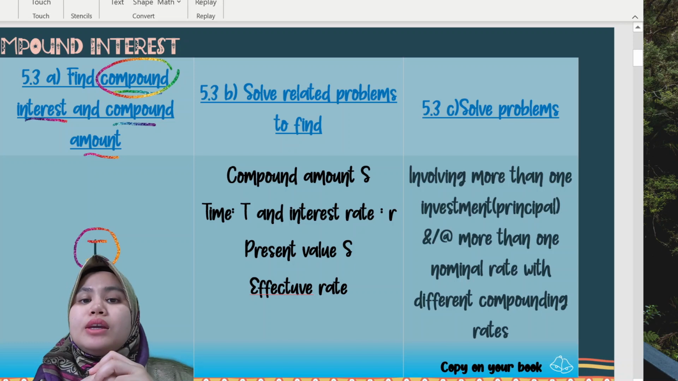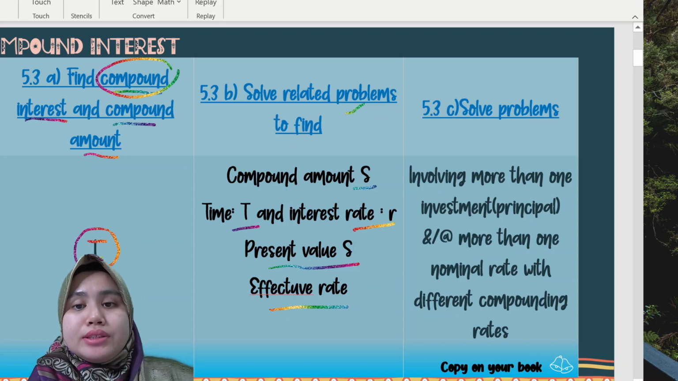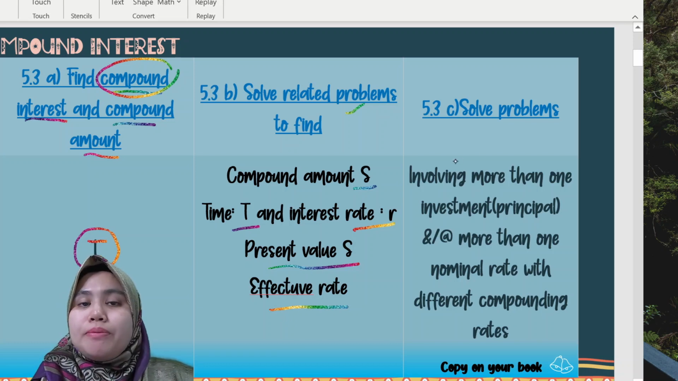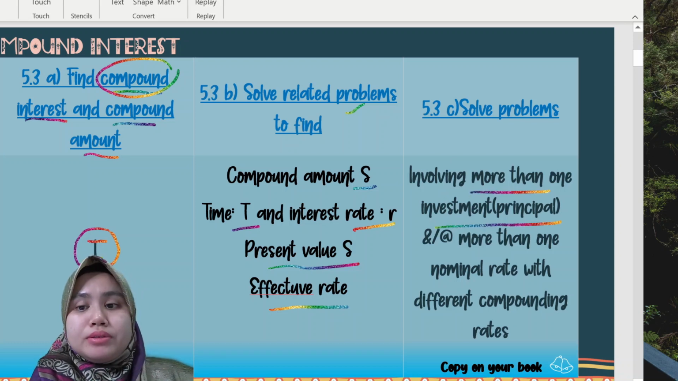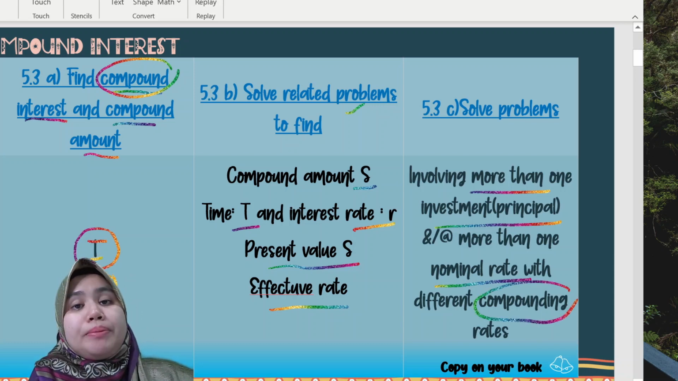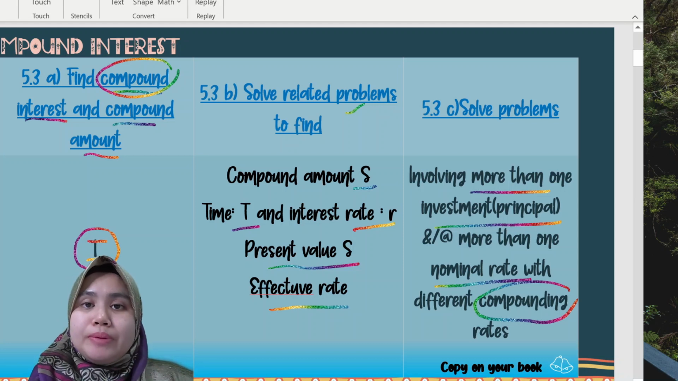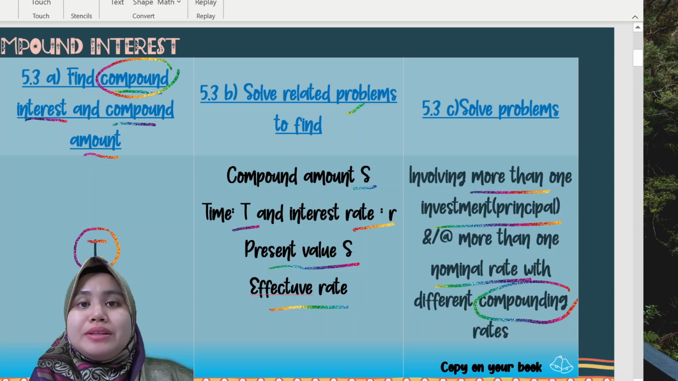Number 2, you should be able to solve related problems to find compound amount, time, interest rate, present value, and effective rate. And the last one, you should be able to solve problems involving more than one investment or principal, and or more than one nominal rate with different compounding rates. Before this, for simple interest we learned about the simple interest rate, but for compound interest we will have compounding rates. That's the difference.